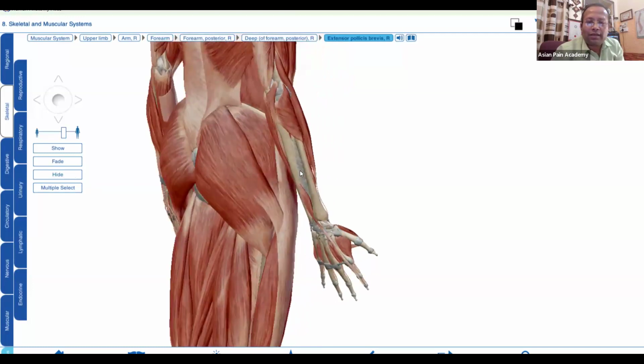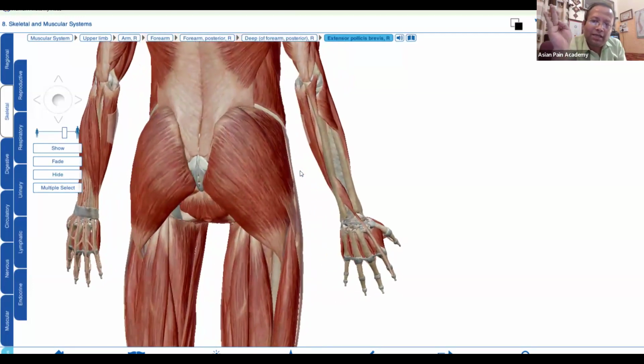So you can understand that APL, EPB and EPL, compartment number 1 and 3, come from the forearm, traverse over the carpal region and insert in the metacarpal or phalanges. So why is it important? Because when we track down how these muscles are formed, the anatomy, we must remember which muscles come from above the elbow and traverse the wrist, and which muscles come only from the forearm and traverse the wrist.